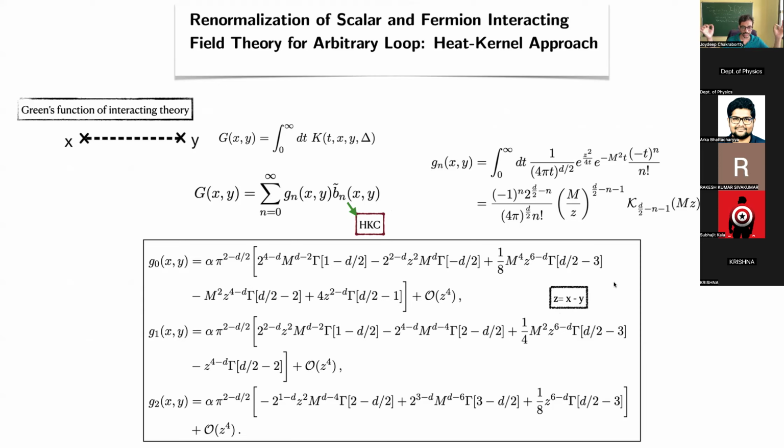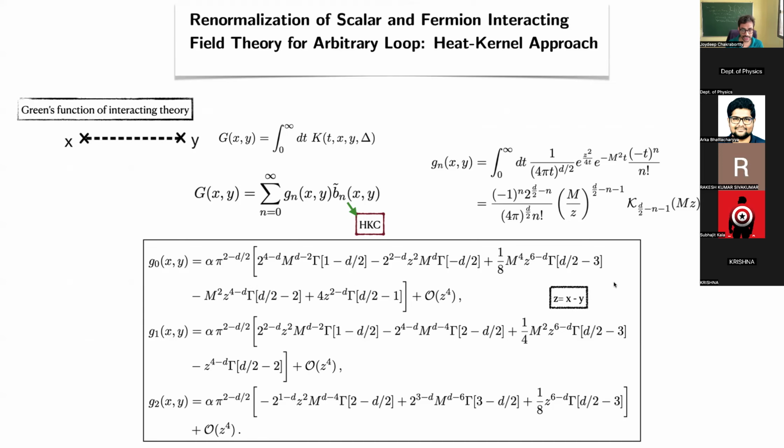That means when I'm taking the coincident limit, because remember, the heat kernel coefficient, if I calculate the coincidence limit, then it gives me the effective action. So I calculate this Green's function, okay? And then I know how to extract the divergences from them. But this is about the interacting Green's function.